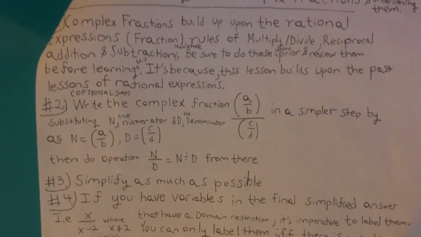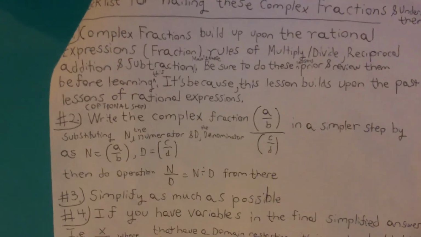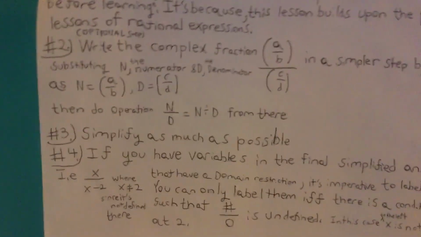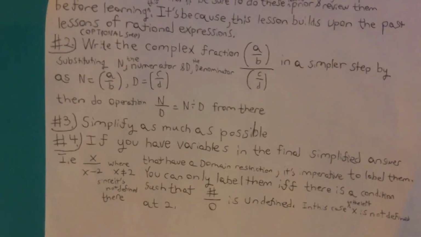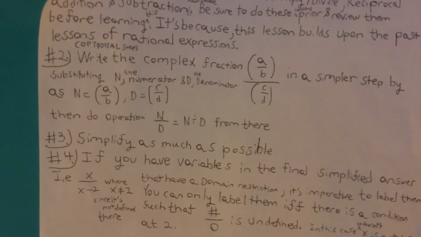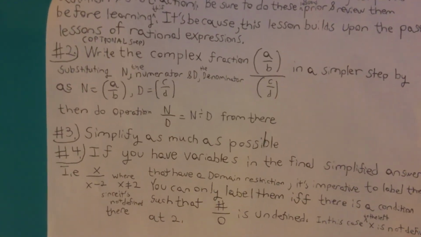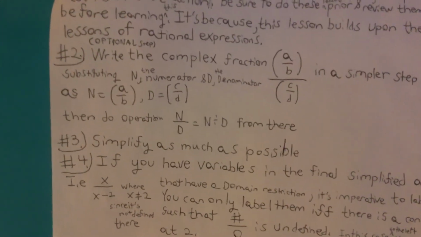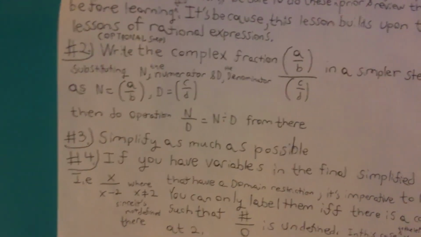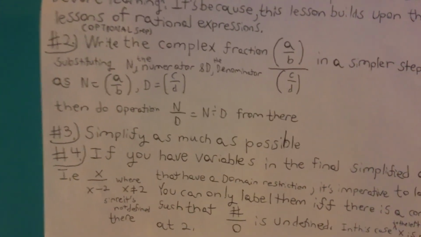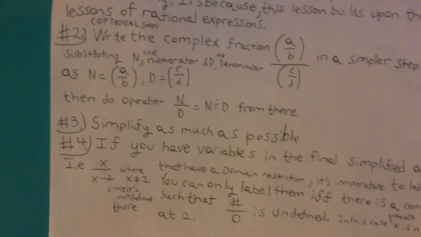So just remember that a complex fraction is just another way of dividing fractions. Now, an optional step for number 2: write the complex fraction, as mentioned a while back, A over B divided by C over D, in a simpler way by doing a substitution of big N and big D. And then you can do your operations from there, as illustrated in writing.